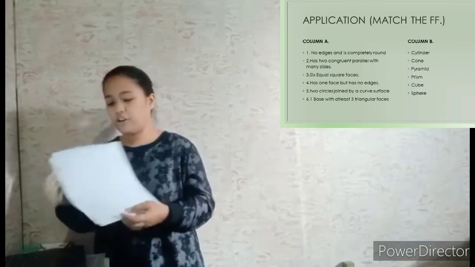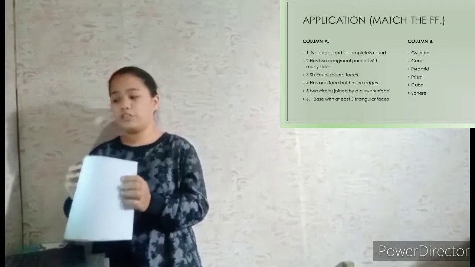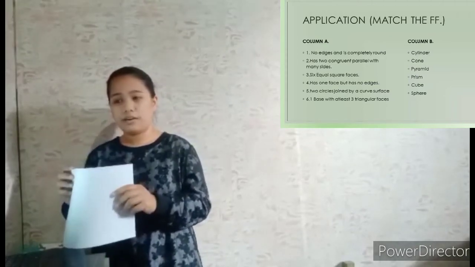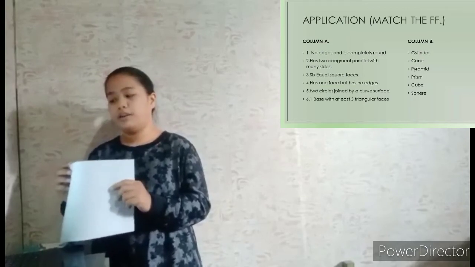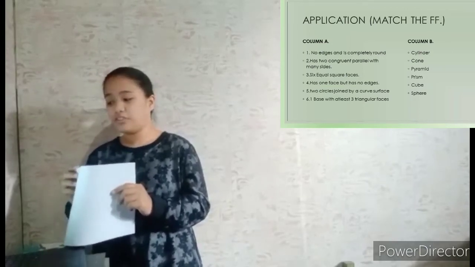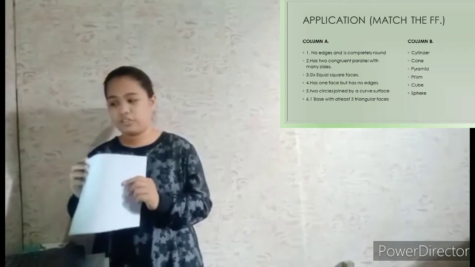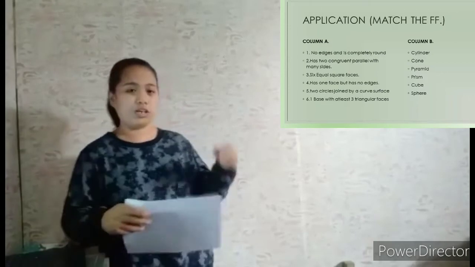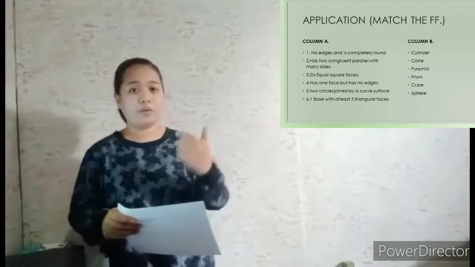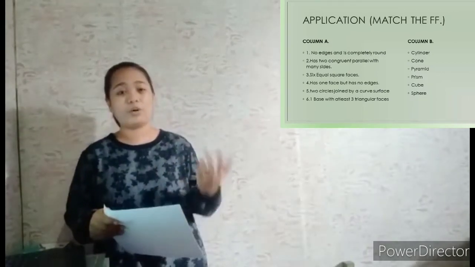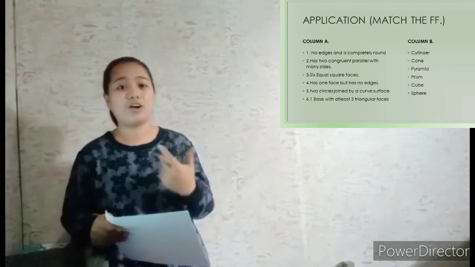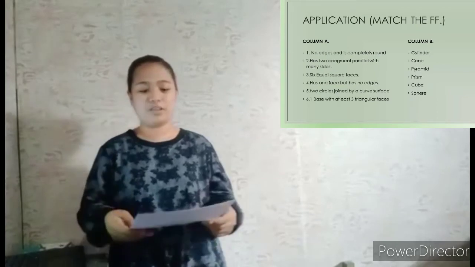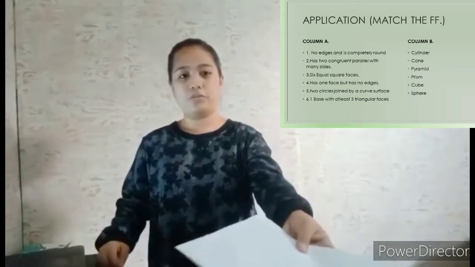Okay, for the instruction, all you need to do is match column A's definition to column B. If number 1 says that it has no edges and is completely round, you need to find it in column B. What is the type of solid figure being defined in number 1, column A? Okay? Got it? Great. So please get these papers distributed.